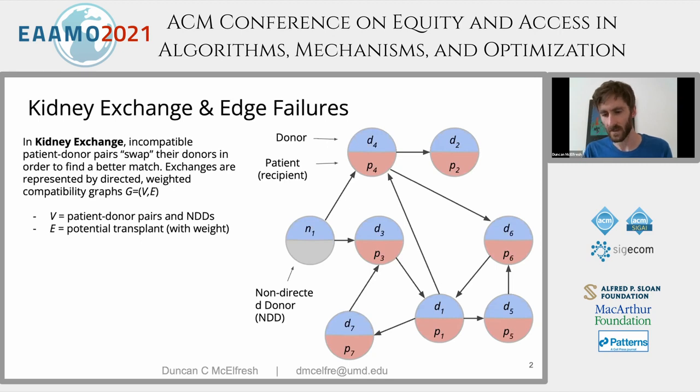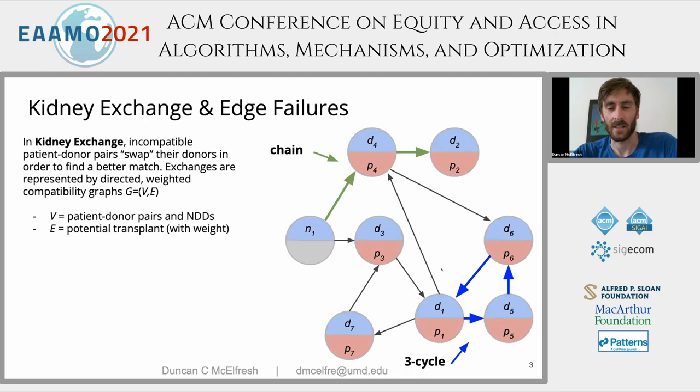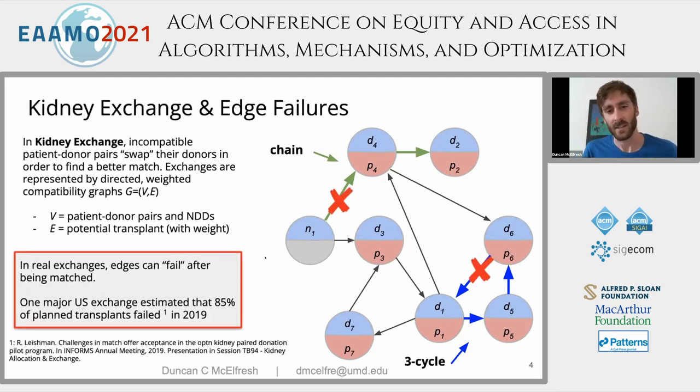And from a math perspective, this is a packing problem on a directed graph, where each node in this graph represents an incompatible pair between a donor and a patient. And each directed edge in this graph corresponds to a potential transplant. Exchanges typically match patients and donors according to cycles and chains within this directed graph, where sometimes chains are initiated by non-directed donors who are just willing to give away a kidney and start a cascade of transplants.